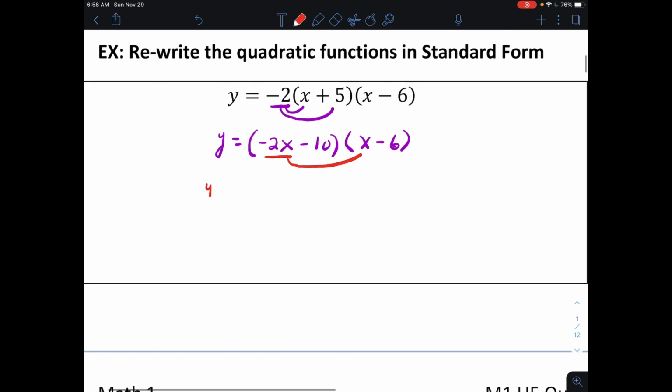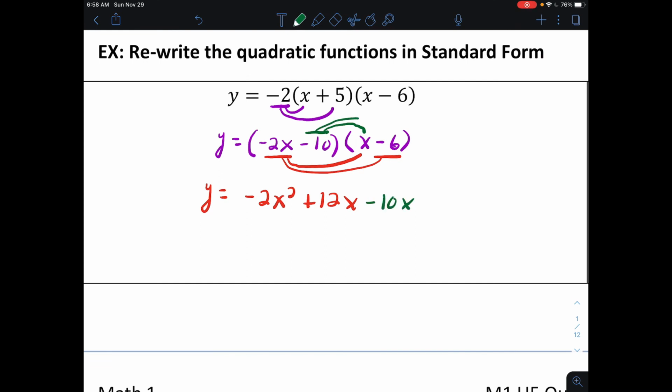So I'm going to multiply that negative 2x to that x in the other parentheses, which is going to give me negative 2x squared. And then I'm going to take the negative 2x and multiply it to the negative 6. That's going to give me positive 12x. And now we work our way down. We're going to multiply that negative 10 to everything in that other set of parentheses. So negative 10 times 1x makes negative 10x. And then negative 10 times negative 6. Two negatives multiply to make a positive, so I got plus 60.